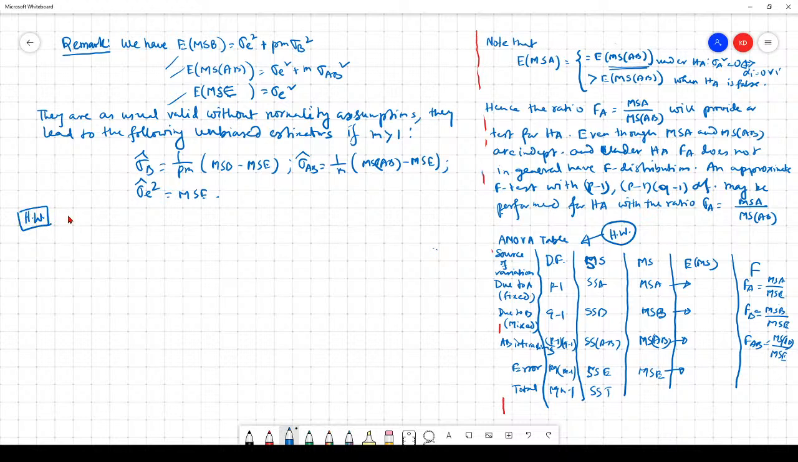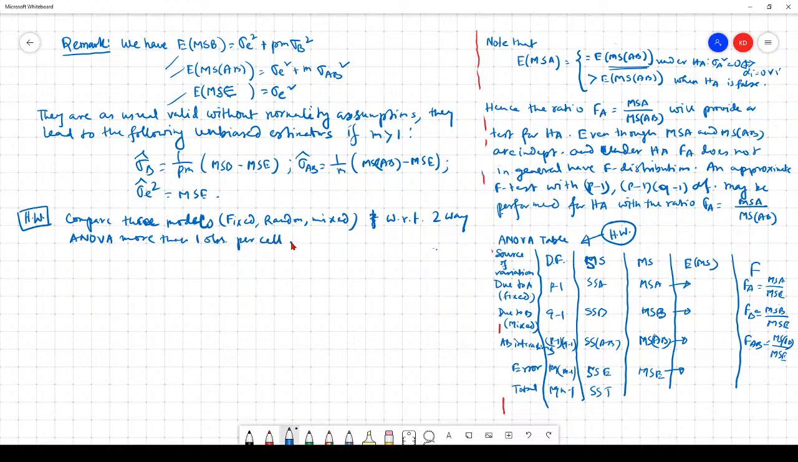First homework: compare three models, random, fixed, mixed, with respect to two-way Anova, more than one observation per cell. This is your first homework.